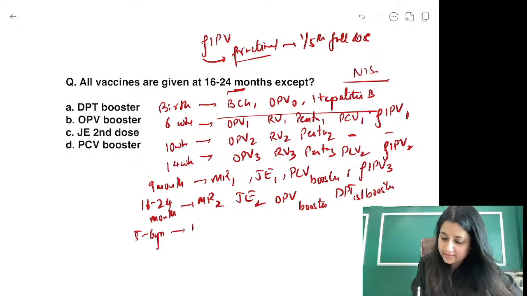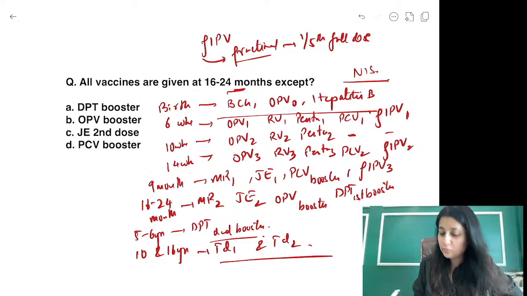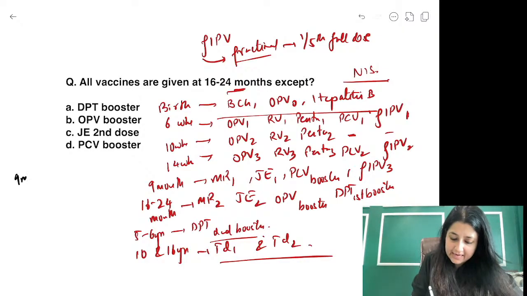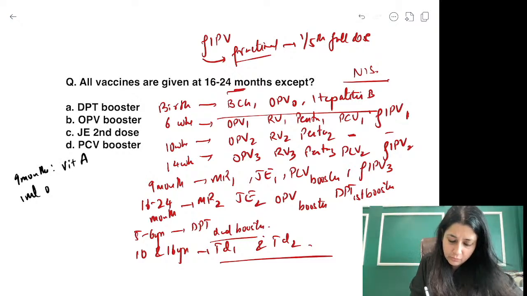5 to 6 years, DPT second booster. And what do you give at 10 and 16 years, guys? TD1 and TD2. And I hope you all remember at 9 months we also give vitamin A. How much vitamin A do we give? 1 ml or 1 lakh international unit.